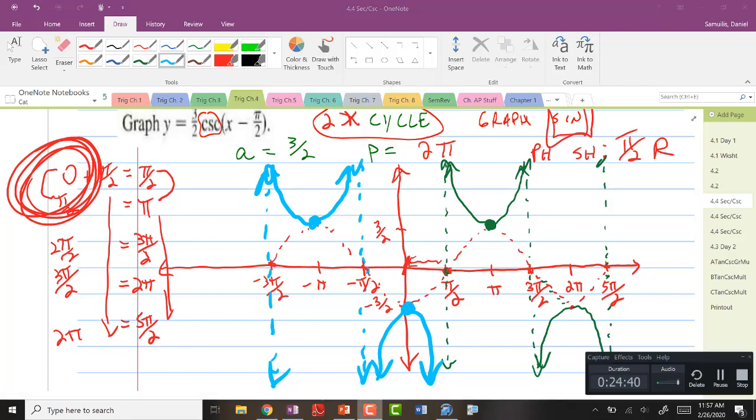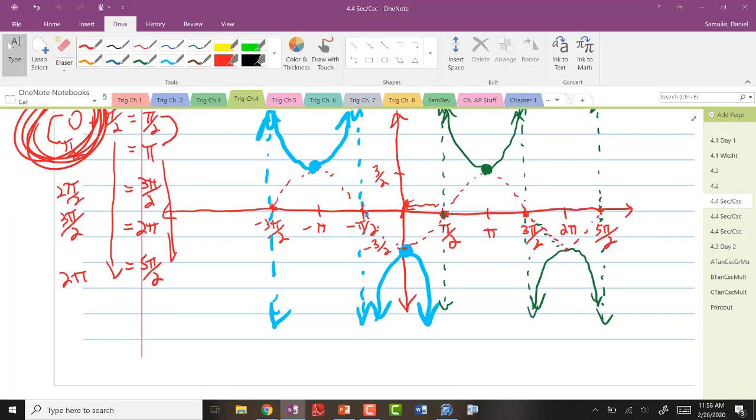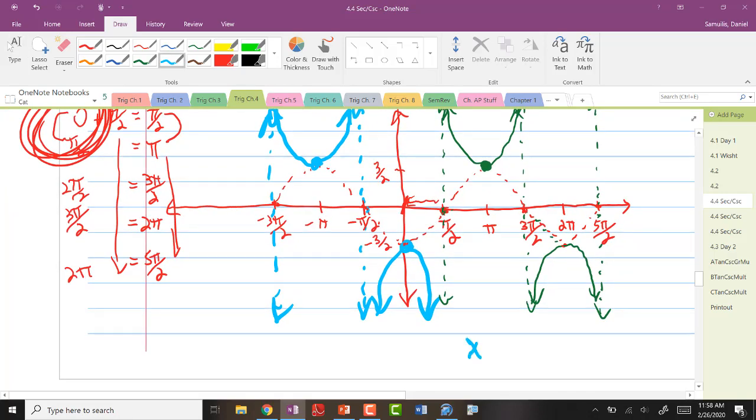I'll verbalize the range. Negative infinity to negative 3 halves, right? 3 halves to infinity, right? And then what's the equation of the asymptotes? It's actually really easy. It's x equals. What's the domain? Just put a not equals there. So the asymptotes are all x equals. Pick one. Hey, that's one of them, right?